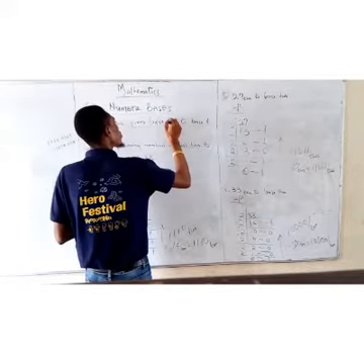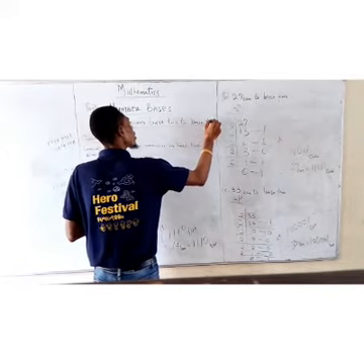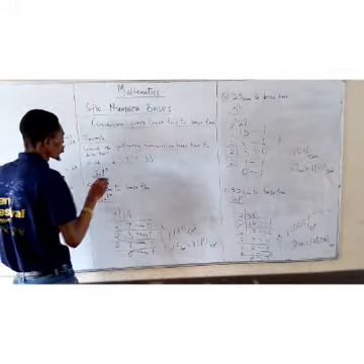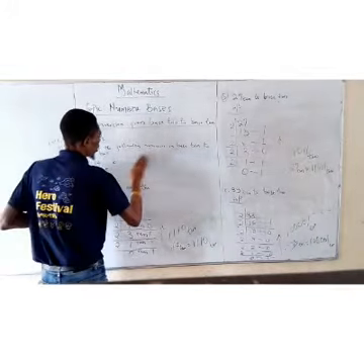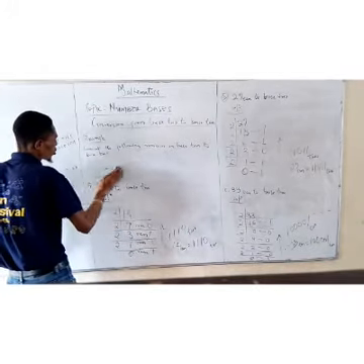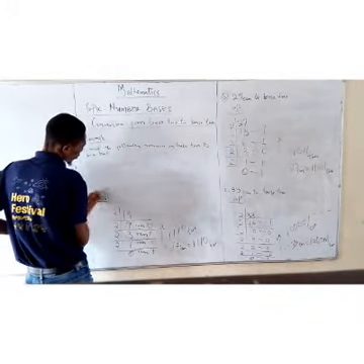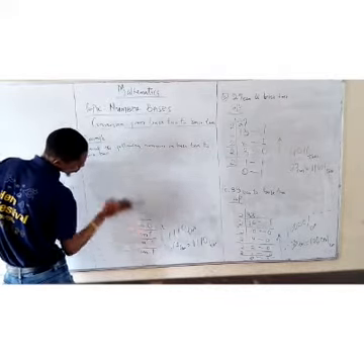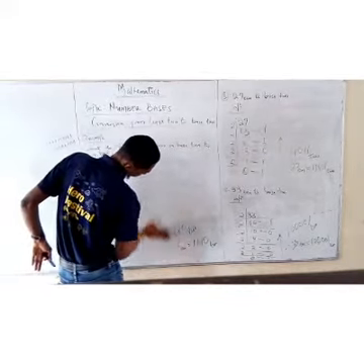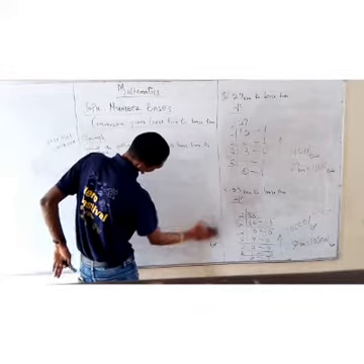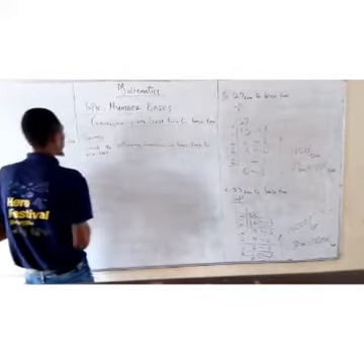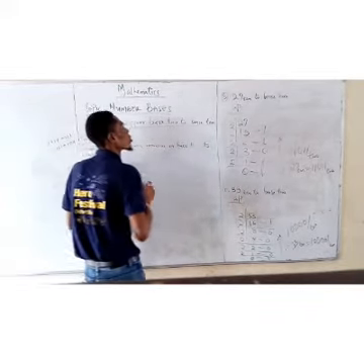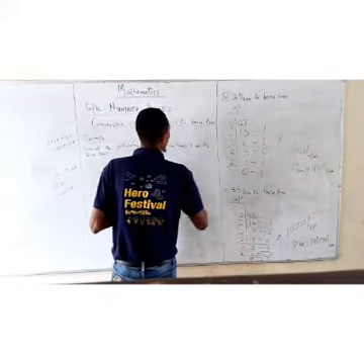Now let's convert from base 2 to base 10. Here we converted from base 10 to base 2. Now let's convert from base 2 to base 10 and see how simple that one also looks. Convert the following numbers in base 2 to base 10.